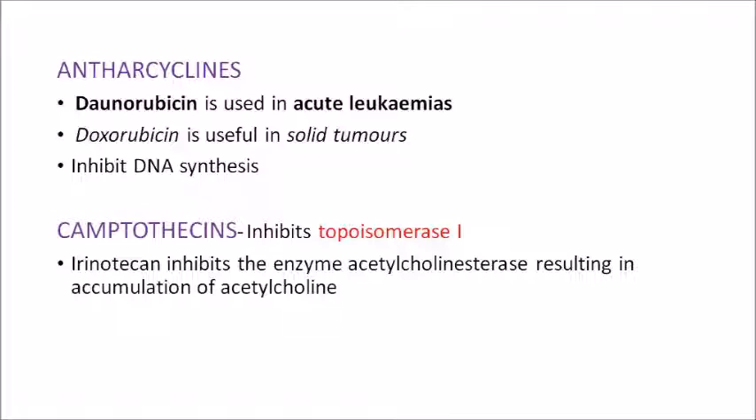Coming to camptothecins. What drugs are camptothecins? Topotecan, irinotecan, the ones with "tecan" and "thecins"; you should connect them. Camptothecins inhibit DNA synthesis by inhibiting which enzyme? Topoisomerase 1. Irinotecan's major side effect is that it inhibits the enzyme acetylcholinesterase. So when acetylcholinesterase is not there, acetylcholine accumulates and it increases the cholinergic effects.